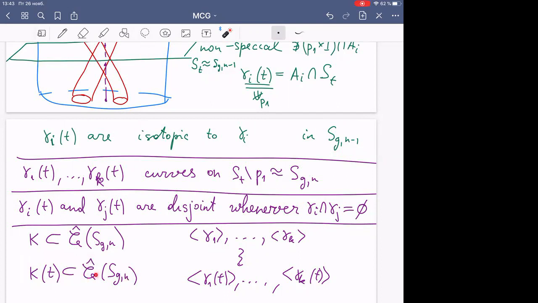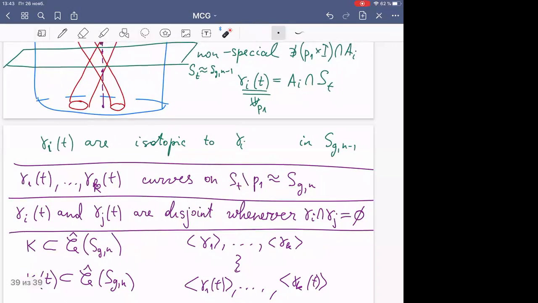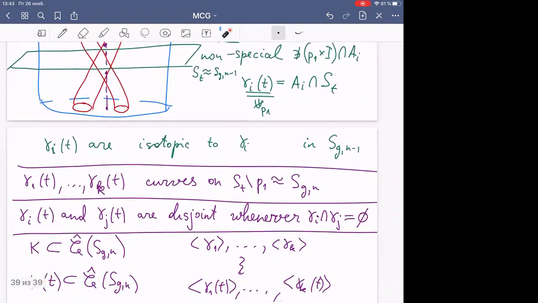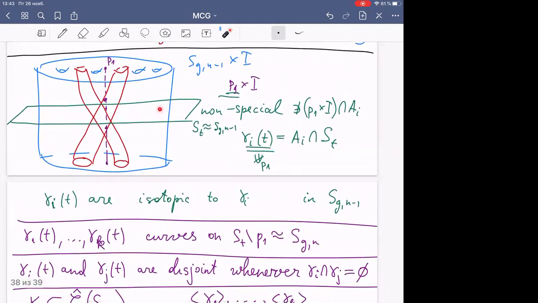Why is it in C hat? It is obvious, since after deleting P1, these curves are essential. So we are actually not only in the C of S_{g,n}, but in the C hat of S_{g,n}. And of course, this subcomplex cannot change continuously, so it doesn't change when we are on an interval between two consecutive special moments of time.